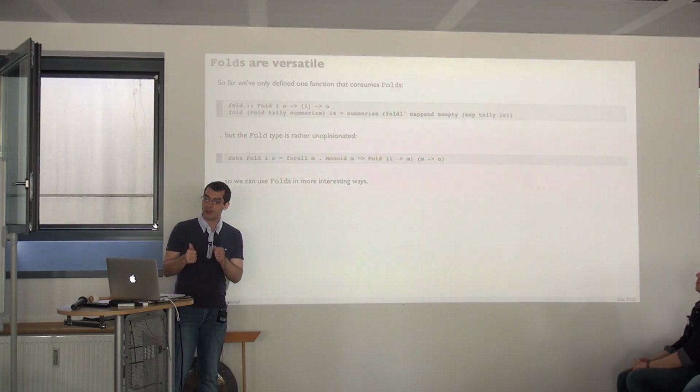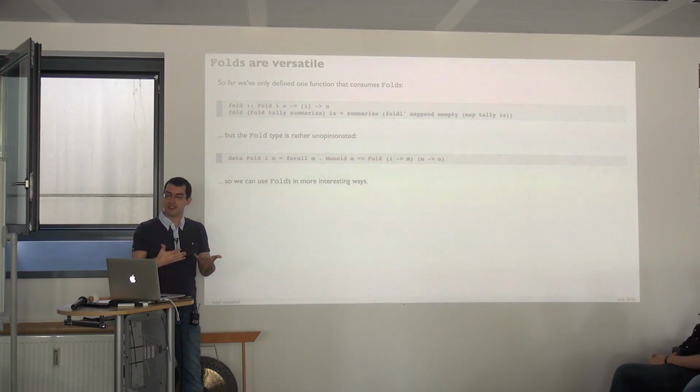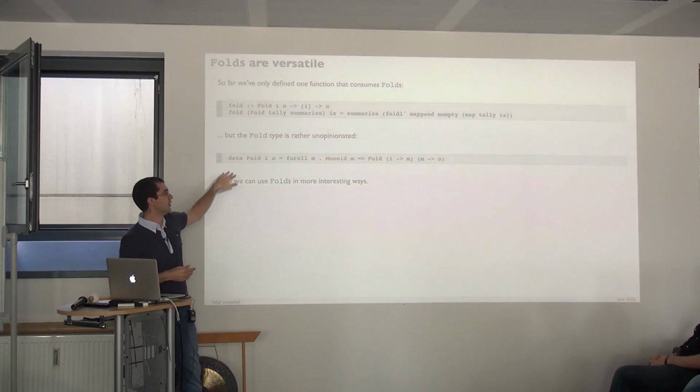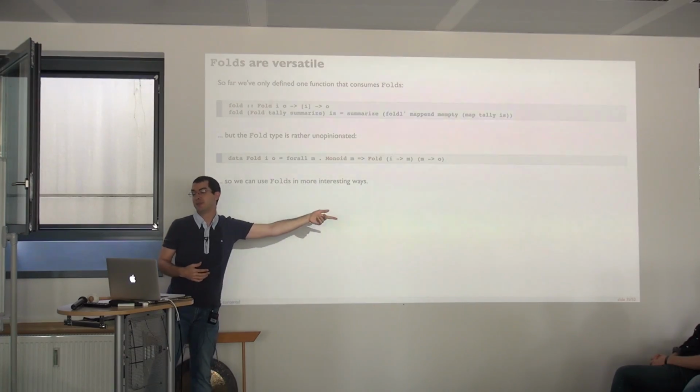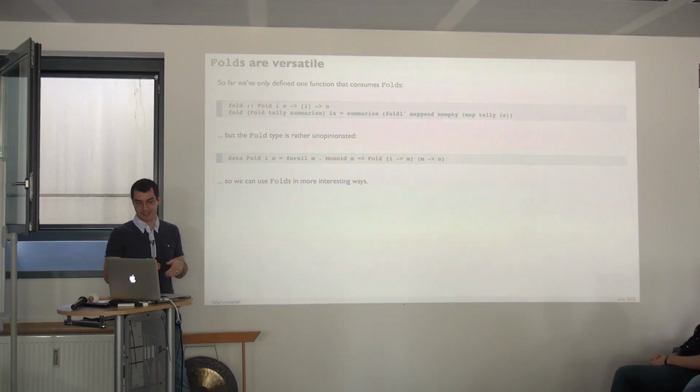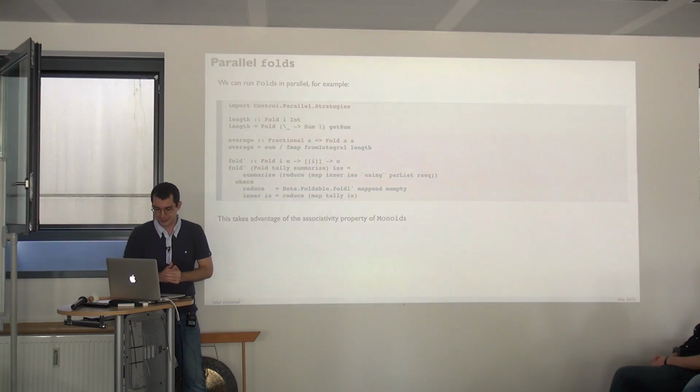So far, we've only been using this fold function to fold a list, in this case, serially in sequence. But if we actually look at the fold type, it doesn't actually care how you use these tally and summarize functions. It says, here you go, do whatever you want with them. And so that's what we're going to do in the next few slides. We're going to do whatever we want with those two functions.